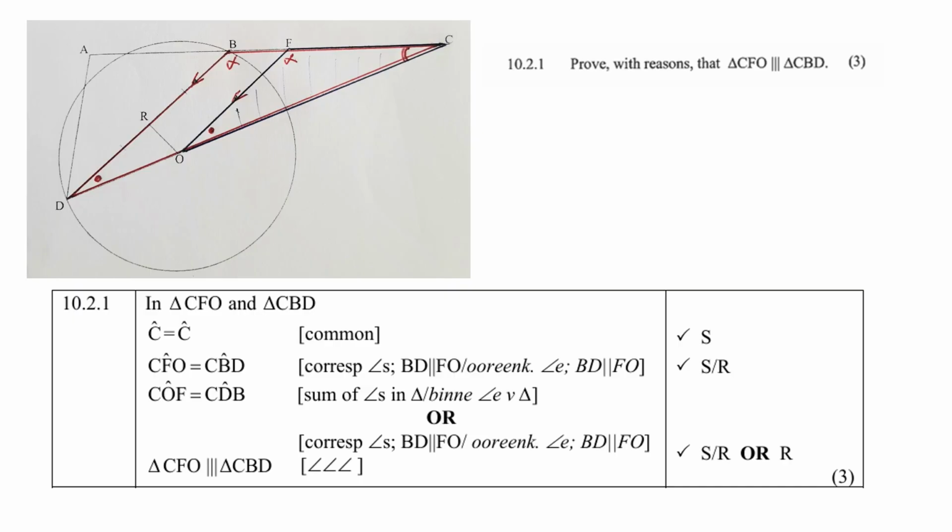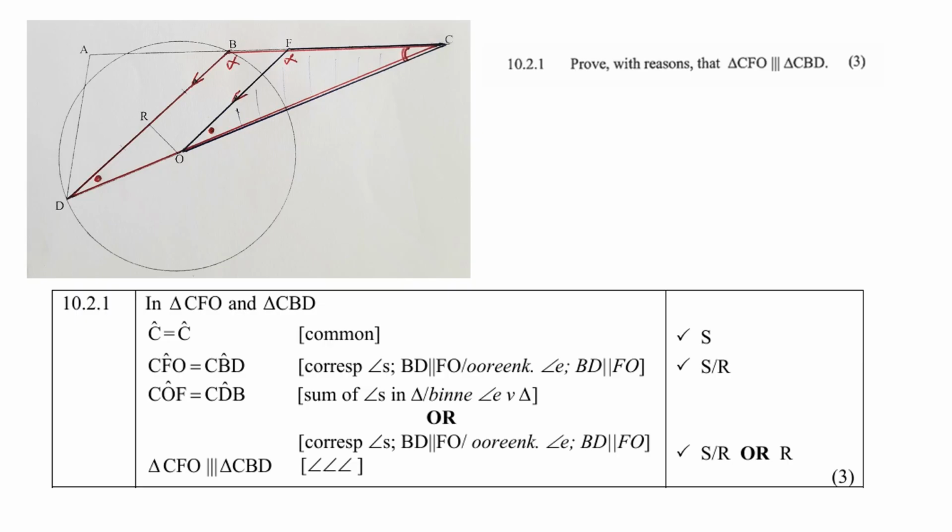Let's look at the solution of 10.2.1. We must prove with reasons that triangle CFO, the first one I've highlighted there in blue or in black, is similar to triangle CBD, which I've highlighted in red. Now you'll notice the two triangles overlap. And because they overlap, that means they do share certain angles, like angle C, for instance. And so if you look at triangle CFO and triangle CBD, then angle C is equal to angle C.